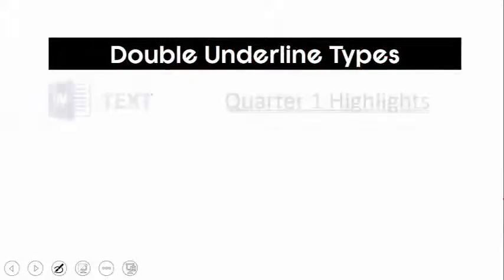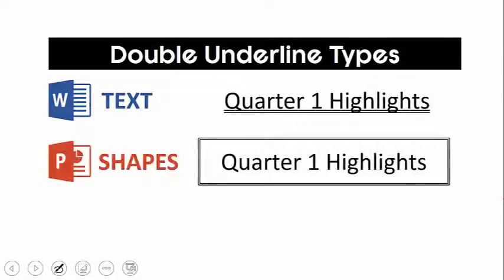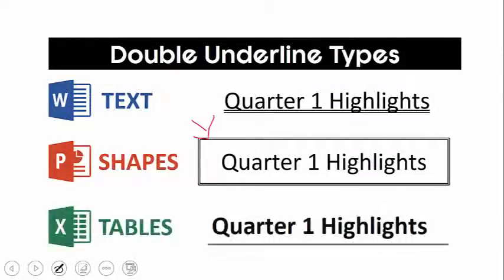Now, just so we're crystal clear here, a double underline is completely different than a double outline border, which is completely different than a double underline in your Excel cell. All right? So just make sure you're clear on that. I am talking about double underlining your text, not shape borders, and not Excel cells, which we could cover in another video if you want to check those out.